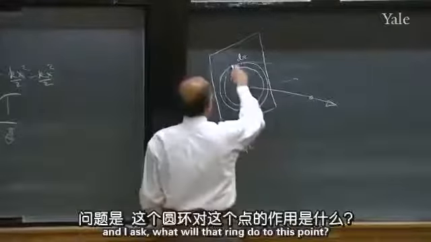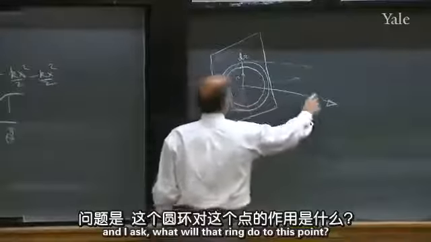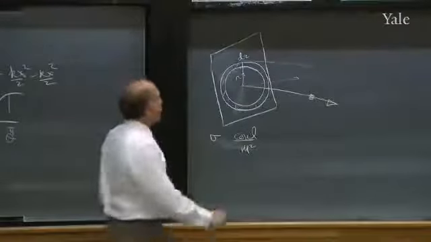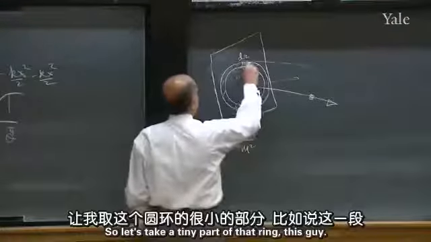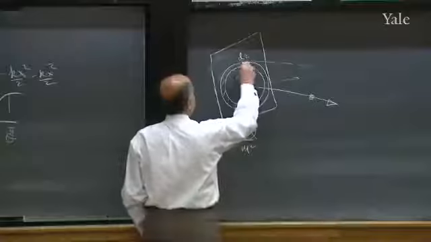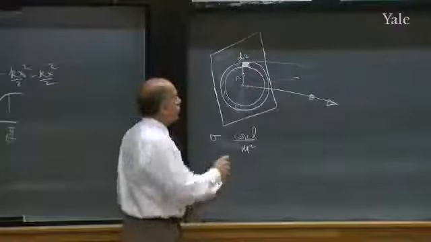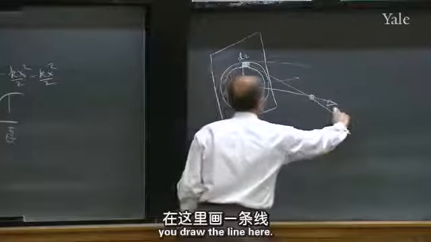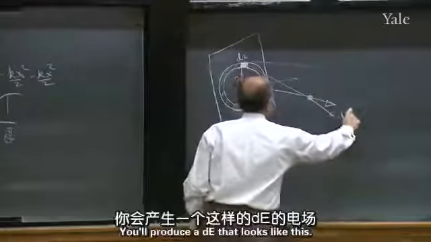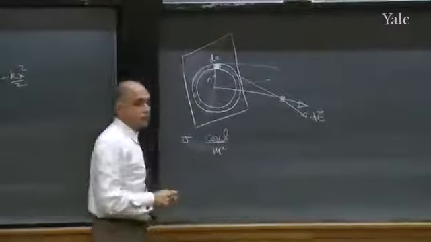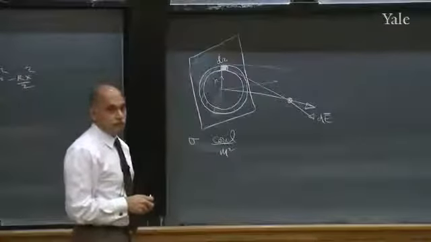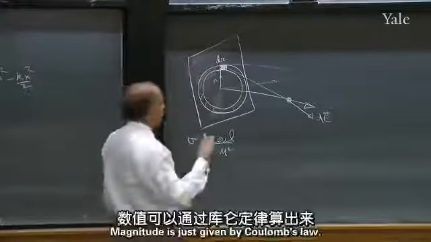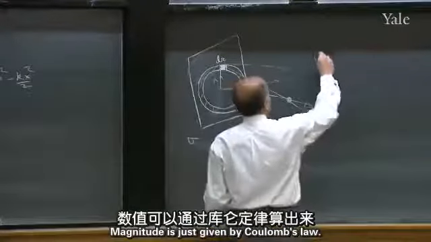And I ask, what will that ring do to this point? So let's take a tiny part of that ring, this guy. Well, for that, you just do what you do with the wire. You draw a line here. It will produce a dE that looks like this. What is its magnitude? Magnitude is just given by Coulomb's law.